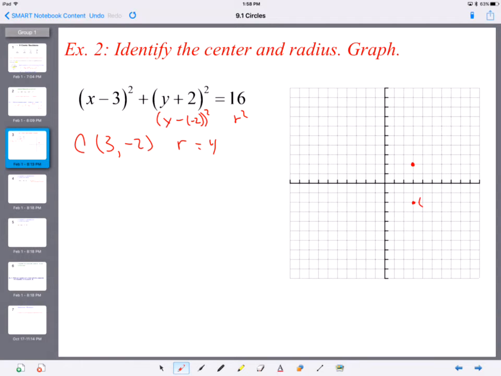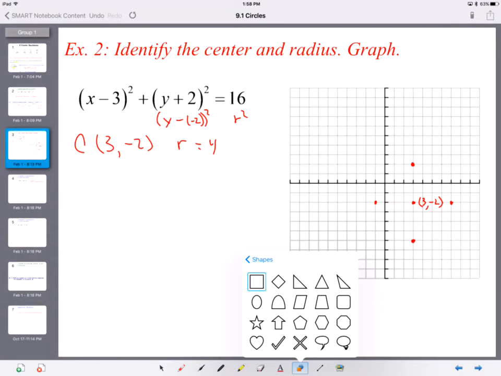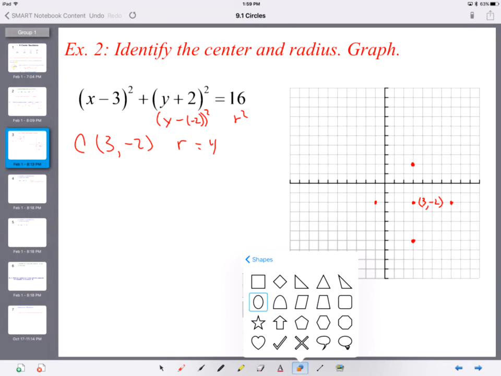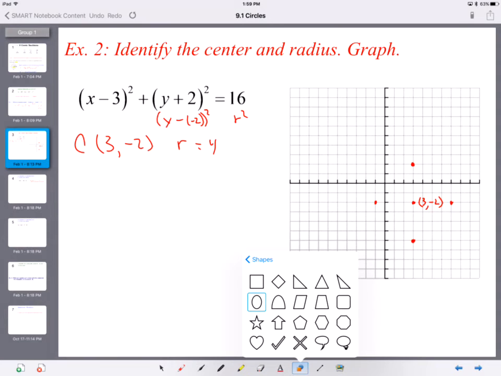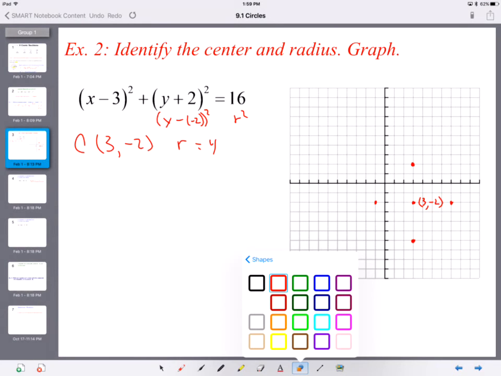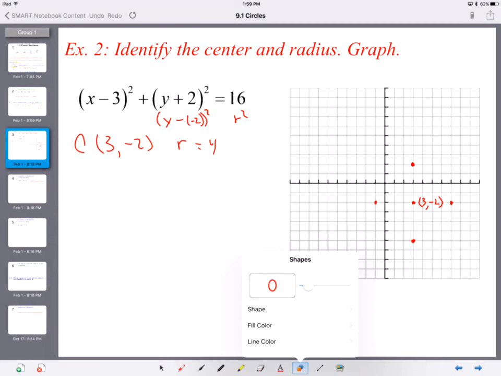Let me label this, 3, negative 2. So 4 up, 4 to the left, 4 to the right, and then 4 down. And then that will give you the equal distance that you need to draw a circle. Well, that didn't work the way I thought it should. Let's try that again. There we go. So there's your circle.